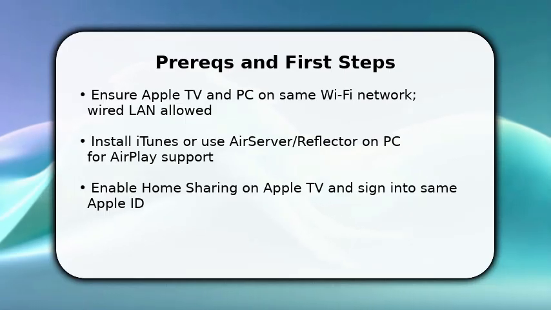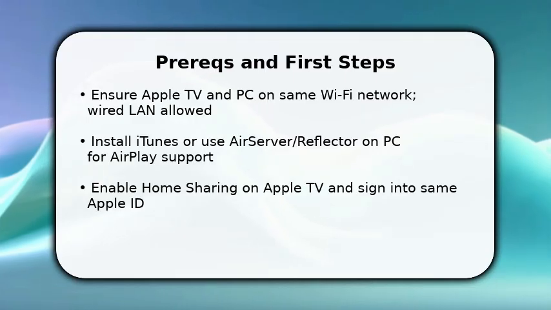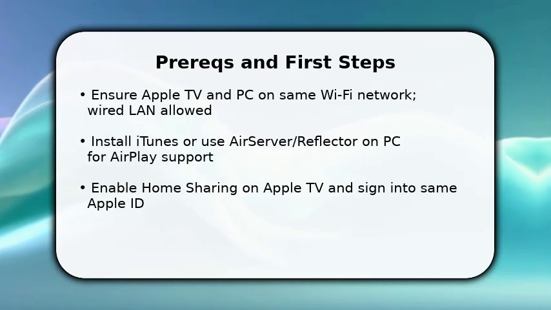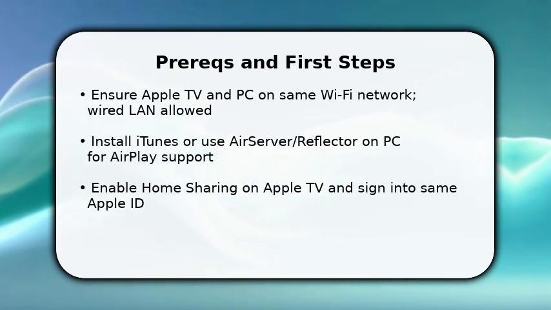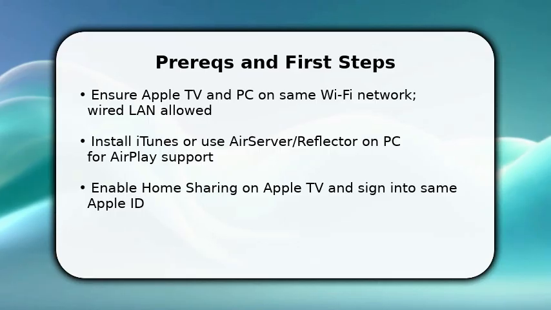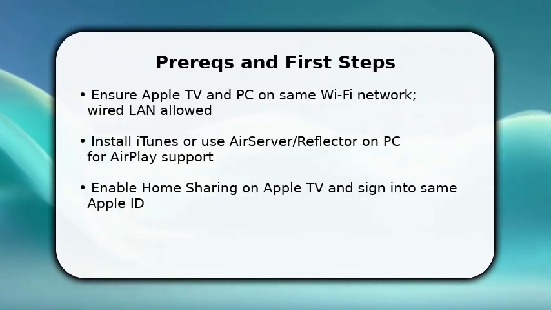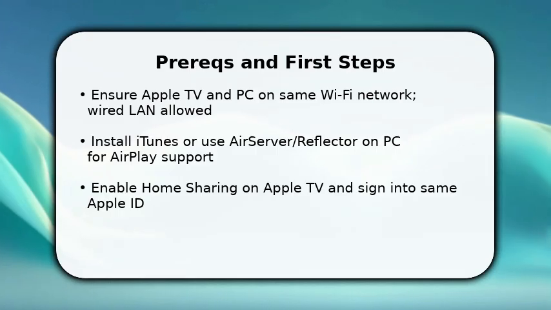You start by confirming prerequisites: same network, compatible software, and matching Apple ID. Plug both devices into the network and open iTunes or your AirPlay receiver on the PC. Once done, enable home sharing on Apple TV and sign into the same Apple ID. This lets media and mirroring appear. Make sure firewall rules allow the app and that your PC has AirPlay support enabled.